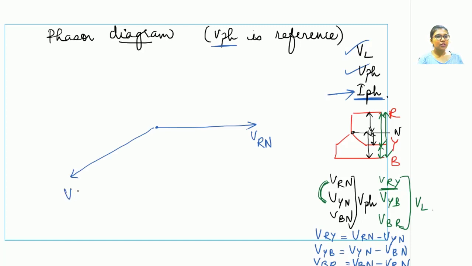120 degrees apart, it is VYN. 120 degrees apart, it is VBN. Once we know the phase voltages, we can very easily draw the phase currents. So this is the only different part that has been asked to us in this question. The phase voltages and the phase currents are always related by an angle, that is phi, which is called the power factor angle. In this question, the angle phi has come out to be 41.86 degrees.